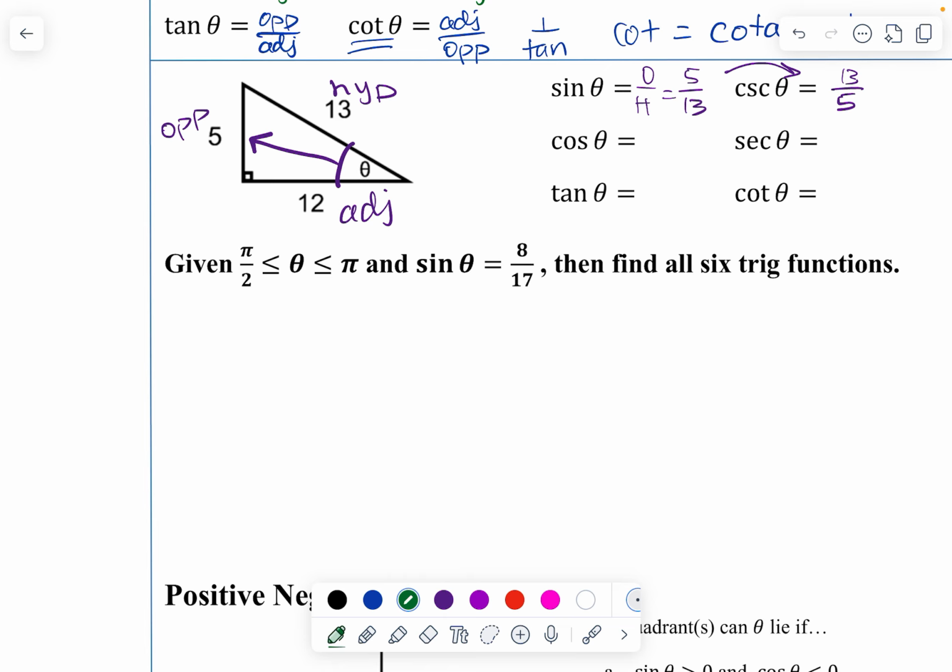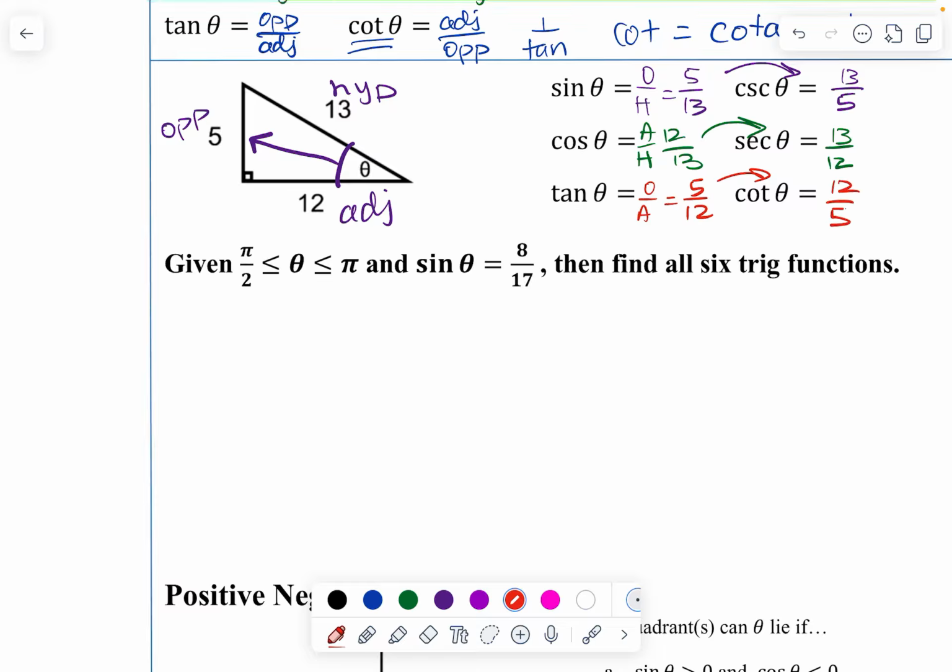That's reciprocal. For cosine, it's adjacent over hypotenuse. So again, that's going to be 12 over 13. Find that's reciprocal for secant is 13 over 12. And then tangent, I know, is opposite over adjacent, which is 5 over 12. So its reciprocal is cotangent, and it's 12 over 5.